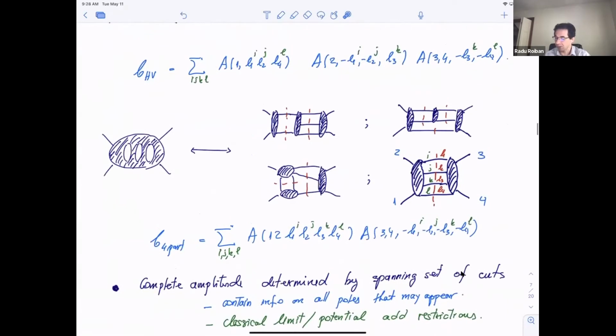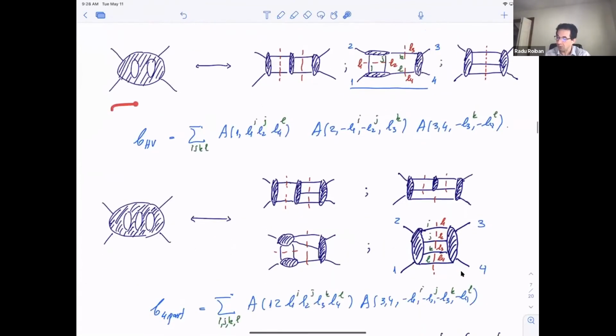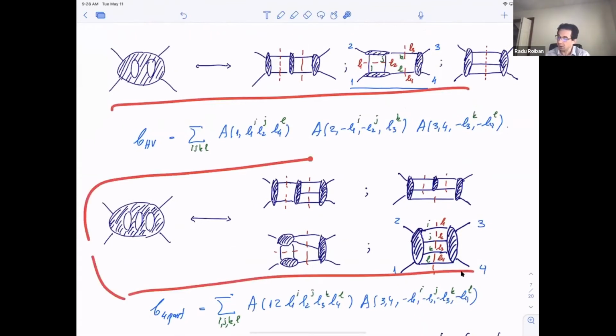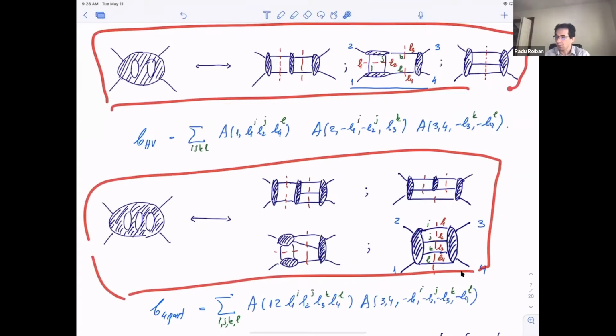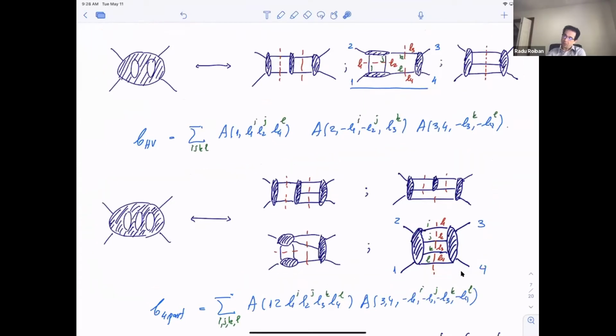Now, having said this, an amplitude is in general determined by a so-called spanning set of cuts. I should say these residues are referred to as cuts. A spanning set of cuts is a set of cuts that contains information about all the poles that may appear in the amplitude. The ones that I drew here at two loops and at three loops are a spanning set of cuts, as it turns out. When we specialize to a classical limit, we are not going to use these cuts because these are a little bit too general.